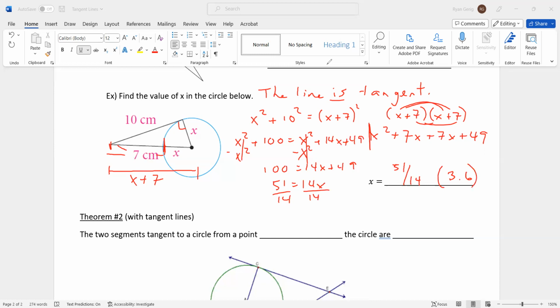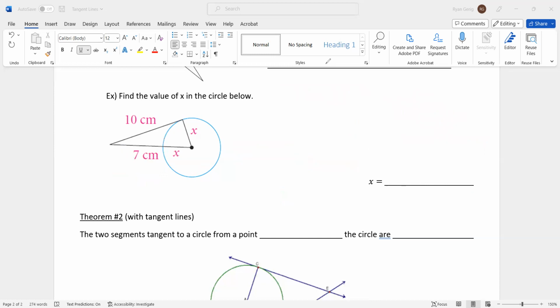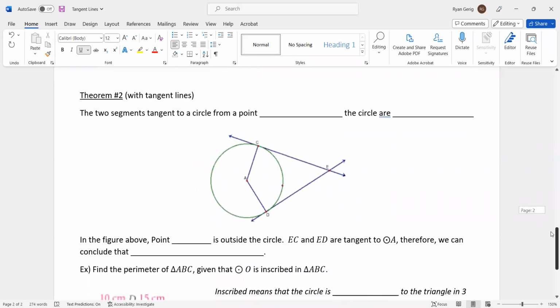Okay. So that's using that first tangent line theorem, which says that the tangent line and the radius to the tangent line form a right angle. Theorem number 2 says the two segments tangent to a circle from a point outside the circle are congruent.